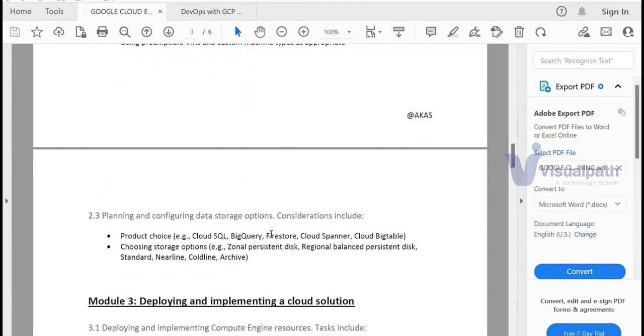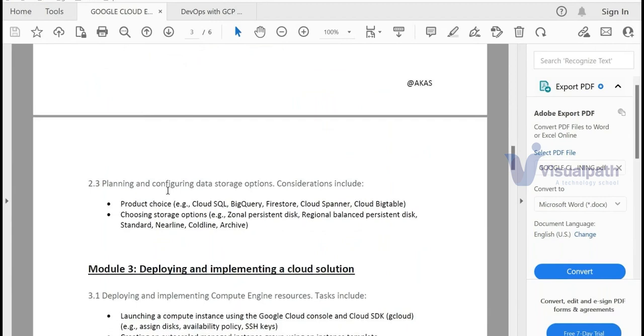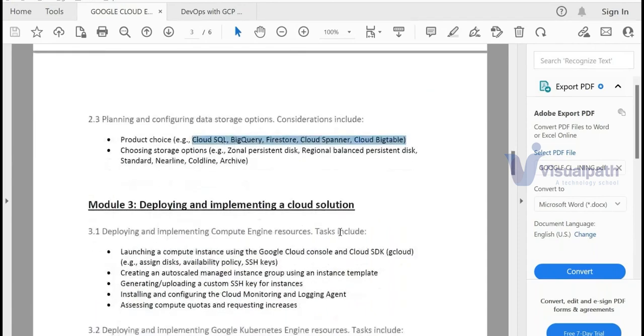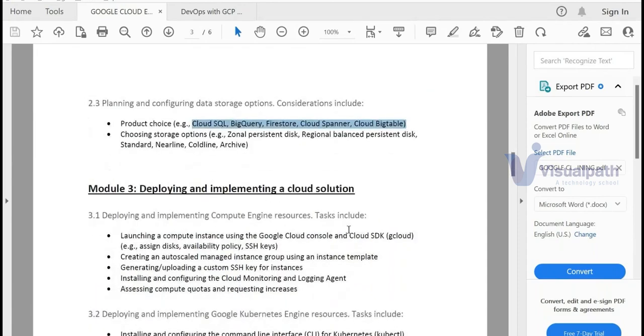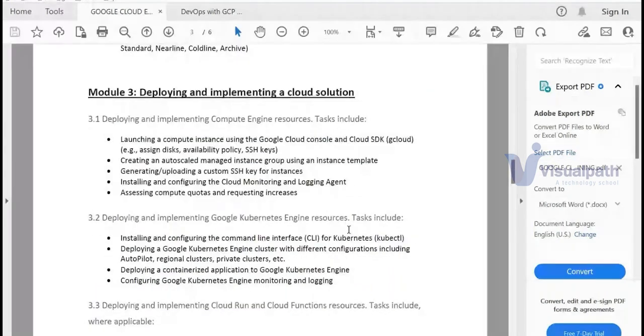right? And the second part to that is looking into the storage side of it, be it Cloud SQL. These are the databases that are there. And also the data storage, such as zonal disks or regional disks, how to spin those up, how to attach them to a VM, and all of those aspects, right? Module 3 will be on the deploying side, right?